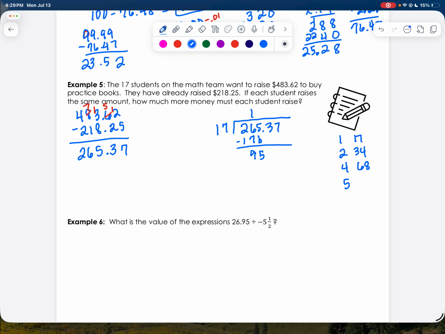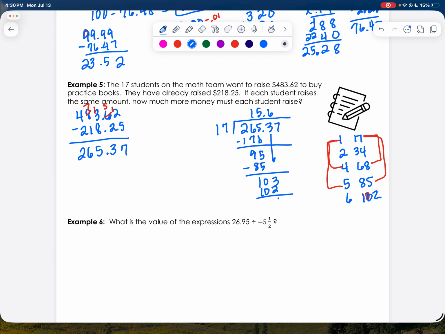Now, I want 105 this time. So 85, 5 is too small. I wonder about 6. So this time I'll add the 1 and the 5 gives me 6, so I'll add 17 to 85. So 85 plus 10 is 95, plus 7 more would be 102. So I'm going to go with 6. Put the decimal here, put a 6 here. So 6 times 17 is 102.